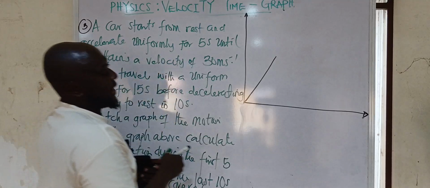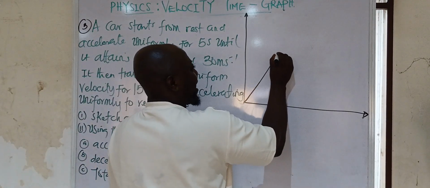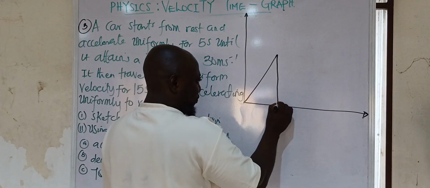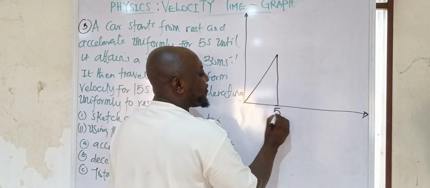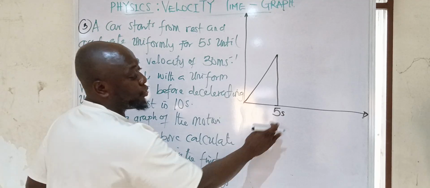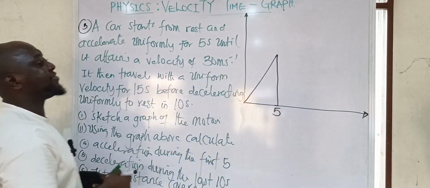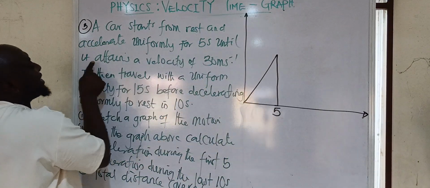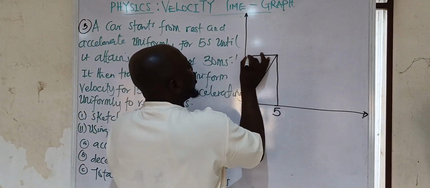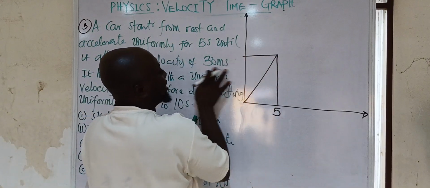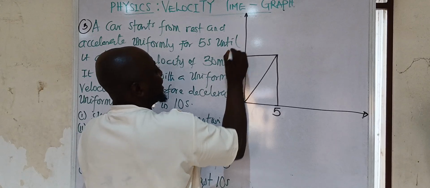Now, for 5 seconds, we are told that here is 5 seconds. Bring it down. For it touching here, this is describing 5 seconds. So you don't need to put the S, but this is describing 5 seconds. Then until it attains a velocity of this. So that means here becomes my velocity, this one of 30.